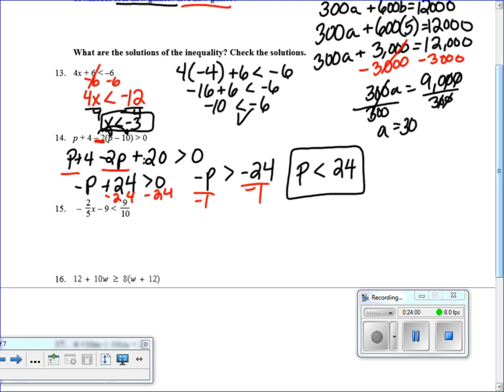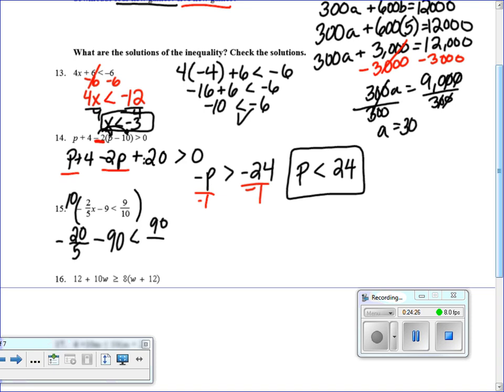So since our common denominator here is 10, we're going to multiply everything here by 10. So everything that is here gets multiplied by 10. Everything. Okay, 2/5 times 10 becomes 20 over 5. 10 times 9 becomes minus 90, is less than 90 over 10. You're only multiplying to the numerators. And then simplify. Negative 20 over 5 changes to negative 4. There's an x here. Minus 4x minus 90 is less than 9.